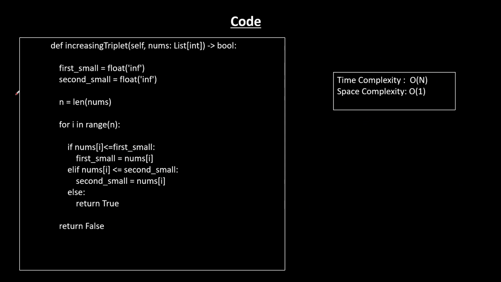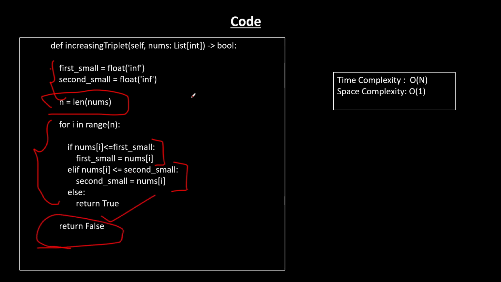Let's understand it line by line. We will declare variables first small and second small. Done. N for storing the length of the nums, and we will iterate. This is the condition for first small and second small. As soon as we get the third value, which is greater than both, we will return true, or we will return false. Right. So this was the intuition.